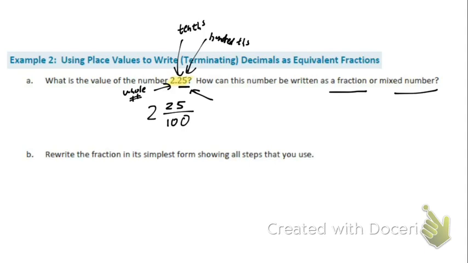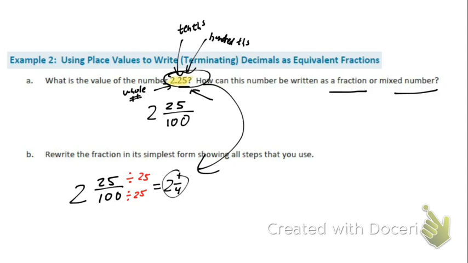Part B is to rewrite the fraction in the simplest form and show all the steps you use. All we got to do there is look at that 25 and 100 and think about what goes into both of them. But we want to think about what's the biggest number that goes in both of them. 25 can go into the numerator and denominator. We get 2 and 1 over 4. So I want you guys to know that 2.25 is the same as 2 and 1/4 or 2 and 25 hundredths. But when we work on these type of problems, always simplify. Just like every time I tell you guys, when we're working with fractions, always simplify as much as possible.